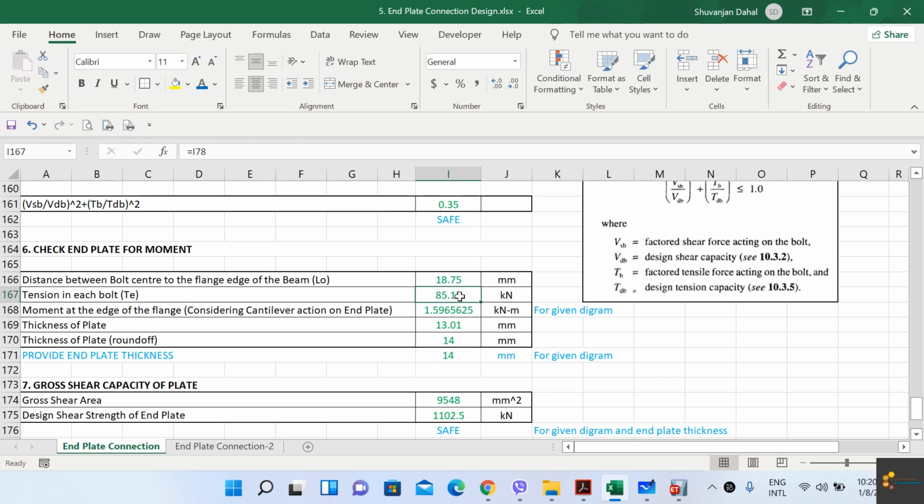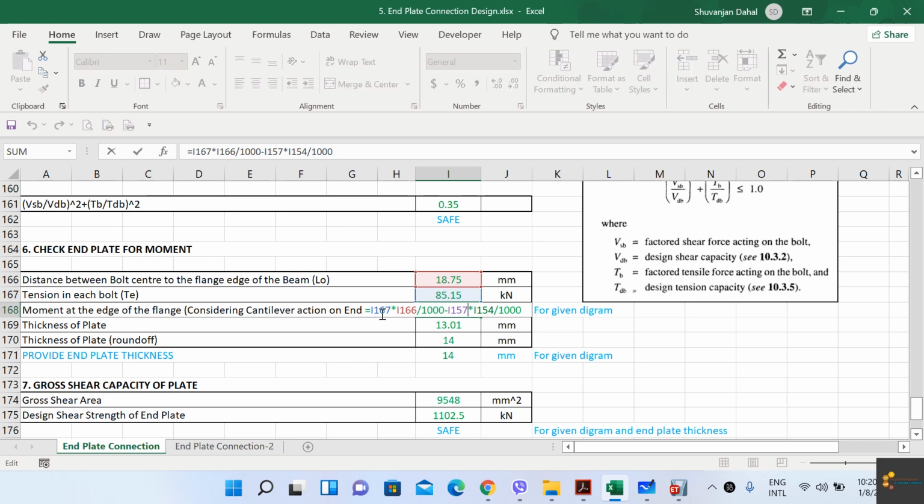The tension on each bolt we calculated above, 85.15 mm. So let's calculate the moment at the edge of the flange considering the cantilever action on the end plate. The moment at the edge of the flange is 1.5965. So how did we get this?